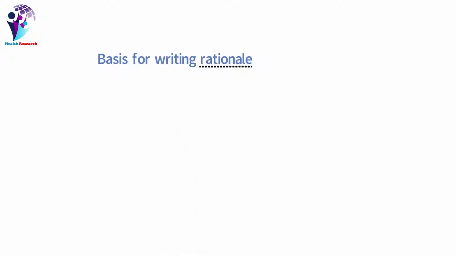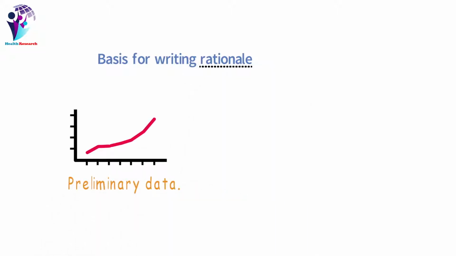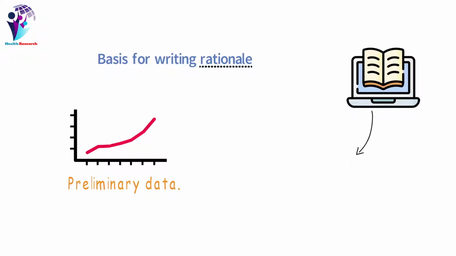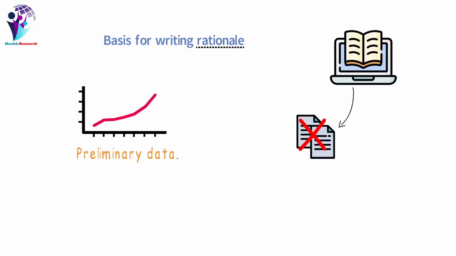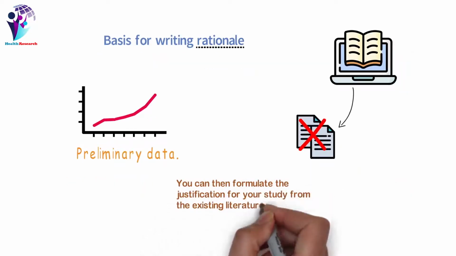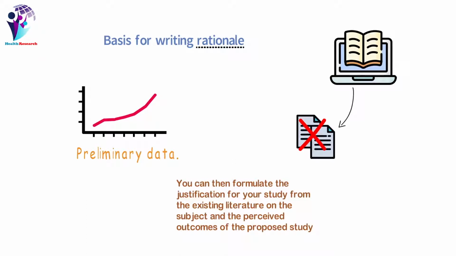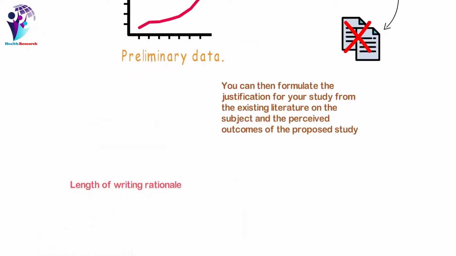Basis for writing rationale. The study rationale is predominantly based on preliminary data. A literature review will help you identify gaps in the current knowledge base and also ensure that you avoid duplicating what has already been done. You can then formulate the justification for your study from the existing literature on the subject and the perceived outcomes of the proposed study.